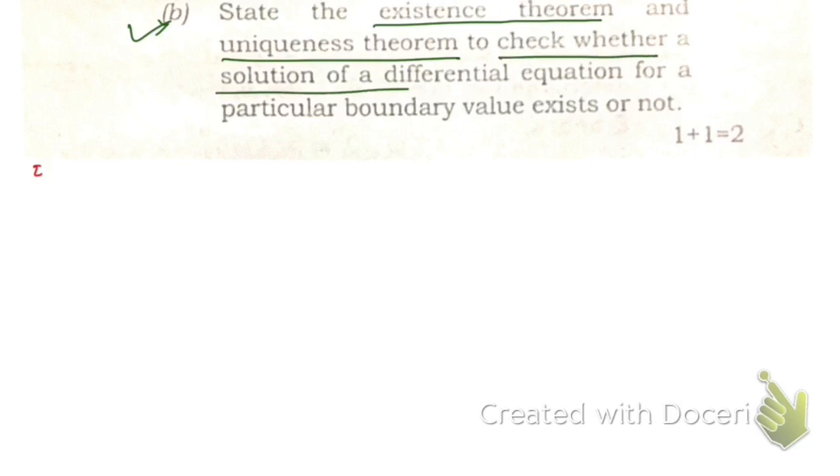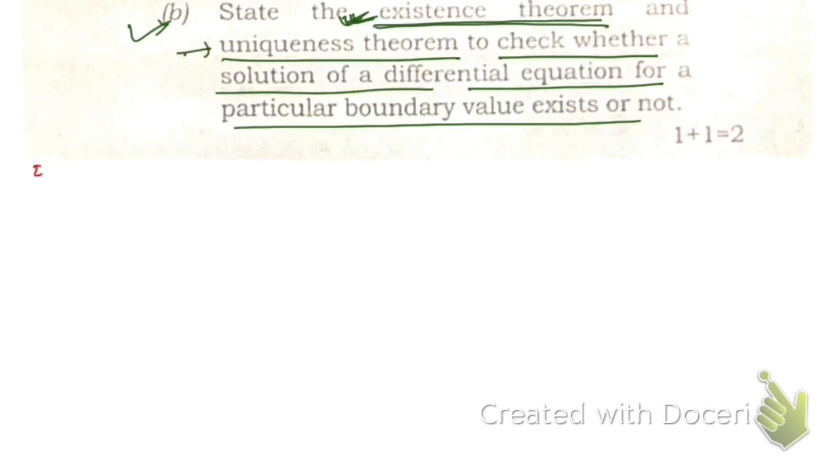So this is our next question. State the existence theorem and uniqueness theorem to check whether a solution of a differential equation for a particular boundary value exists or not. Okay, so first, we will check the existence of the solution using the existence theorem, then whether it is unique or not is given by the uniqueness theorem, right?